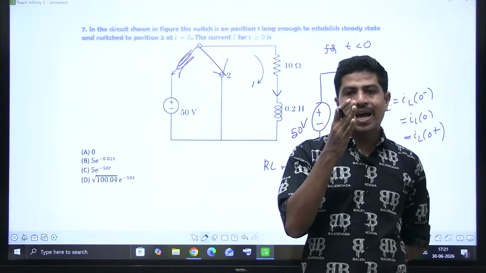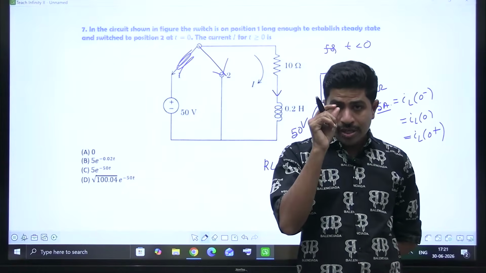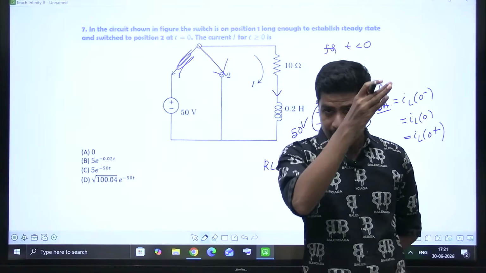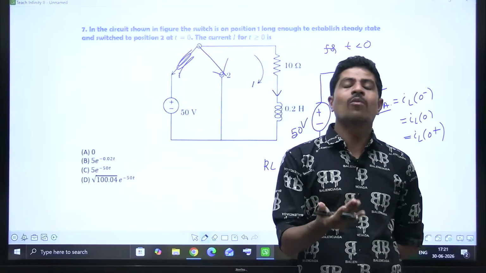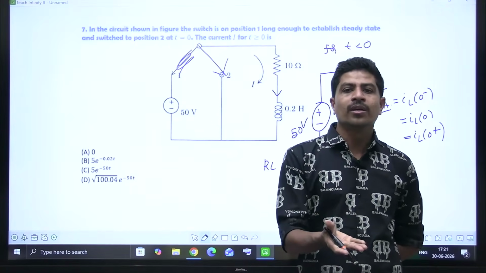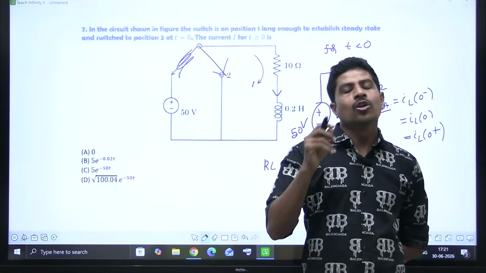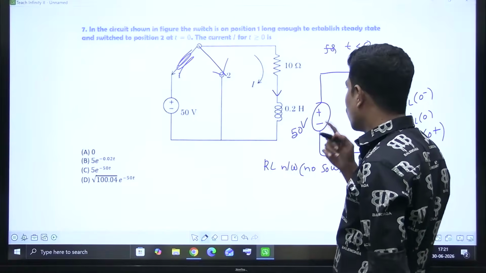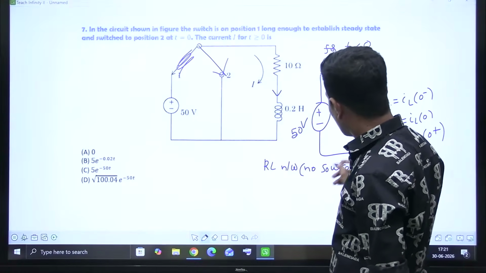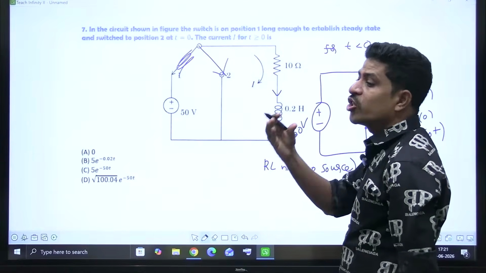If you find an RL network or RC network, if it is not having a source, then the voltage across the capacitor in an RC circuit decreases exponentially. Why? No source. The capacitor is the one which is feeding. For how much time can it feed? For some time only. It means it is decreasing. Mathematically, if you do the derivation, you will get it as exponentially decreasing, right? So the point here is, RL network with no source, current decreases exponentially from the initial value.